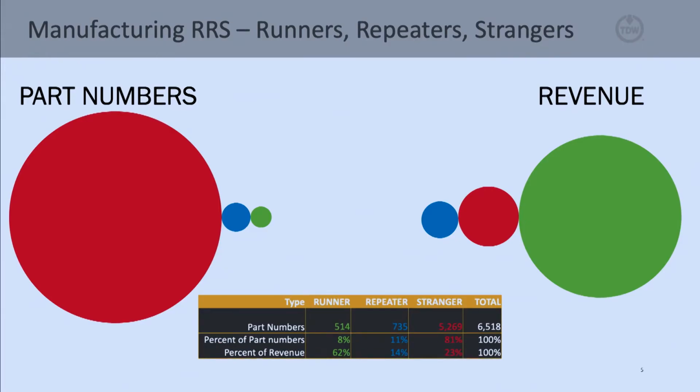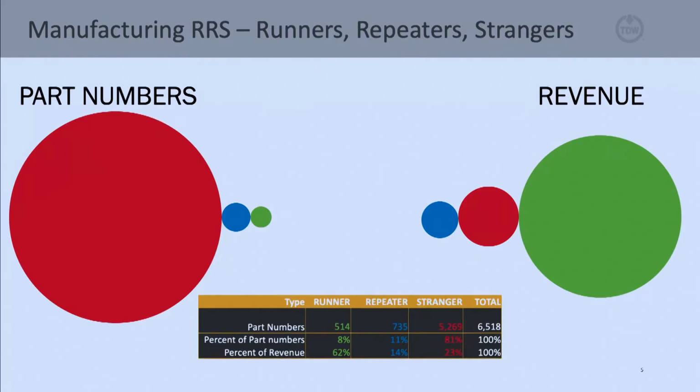So again, this is a little bubble chart of the same thing. You can see the big red, that is our strangers. That's the largest portion of part numbers that we observe. But our revenue clearly comes from our runners. That's what our customers need day in and day out. So this was unfeasible for us to try to wrap our minds around.